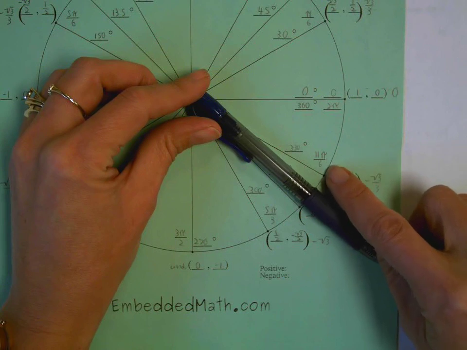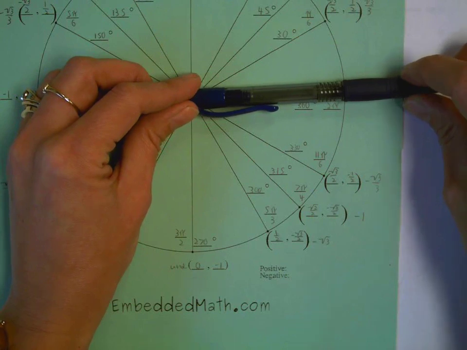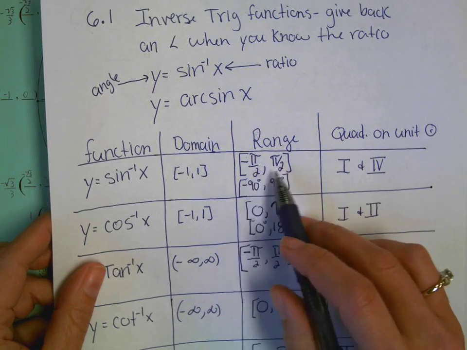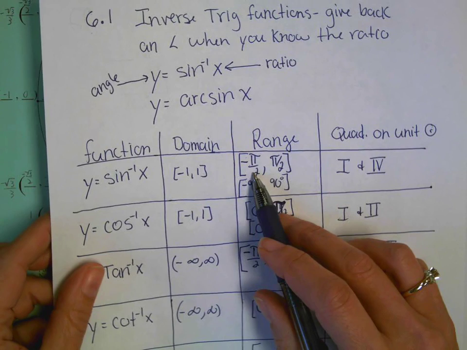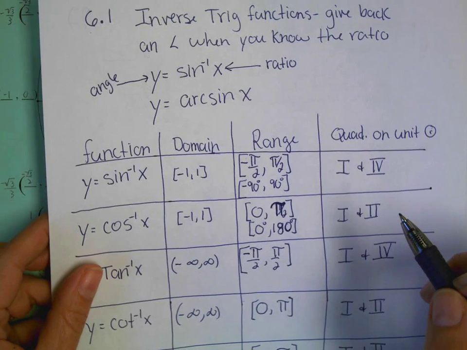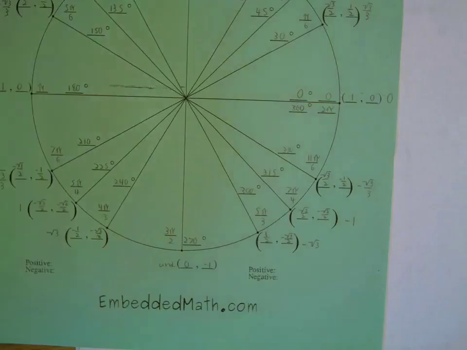Negative pi over 6. I got that, but why do you want us to write negative pi over 3 as opposed to 5 pi over 3? Because 5 pi over 3 is not in between these two numbers. If we had degrees here, it would make more sense. So why didn't we just write negative pi over 6 instead of 11 pi over 6? I don't have the answer to that. The correct answer is negative.